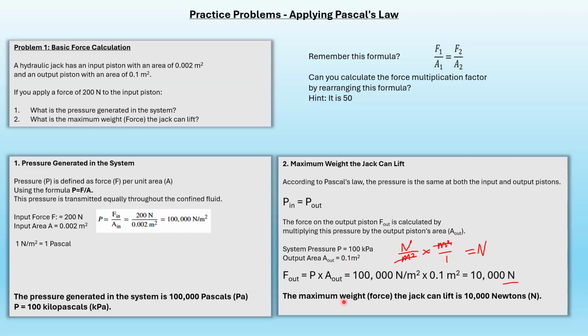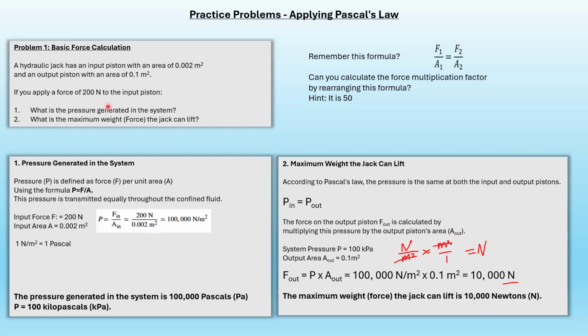The maximum weight force the jack can lift is 10,000 newtons. Let's see something here. We have 200 newtons applied, and we get 10,000 newtons on the bigger cylinder, except we're not going to move it as far, but we can just do more strokes and we can accomplish lifting up the car.